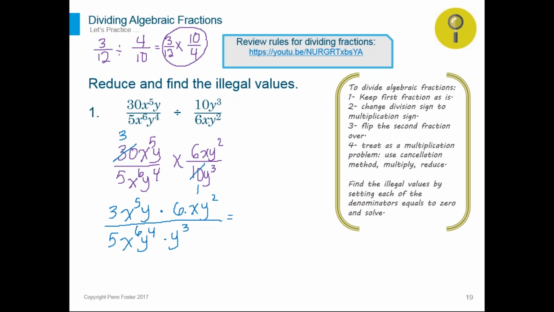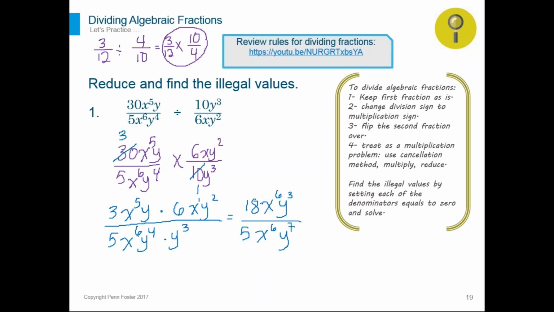So 3 times 6 is 18. X to the 5th times x, remember, add exponents. 5 and 1 is 6, so that's x to the 6th. Y times y to the 2nd, it's y to the 3rd. I'm done with the top. The bottom. 5 times 1 is a 5. X to the 6th times nothing, just x to the 6th. And then y to the 4th times y to the 3rd, add, it's going to be y to the 7th.